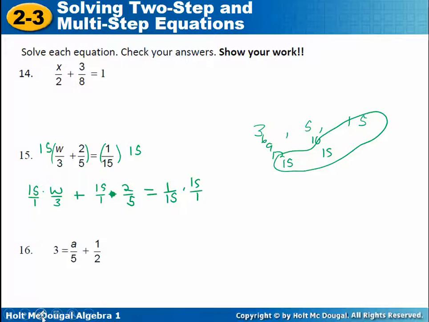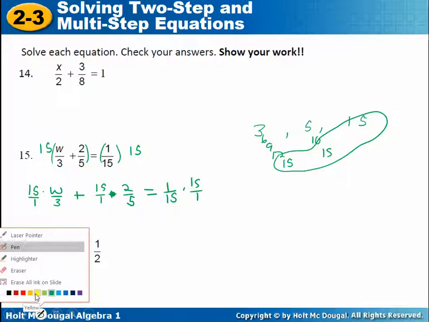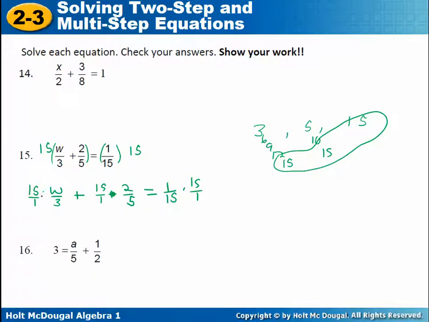Now we're going to simplify. I'm going to look for things that can cancel. I have a 3 in the denominator and a 15 up here. 3 is a factor of 15. I can take 3 divided by 3 and get 1, 15 divided by 3 and get 5. When you cancel, you have to divide by the same number. So I'm left with 5w.